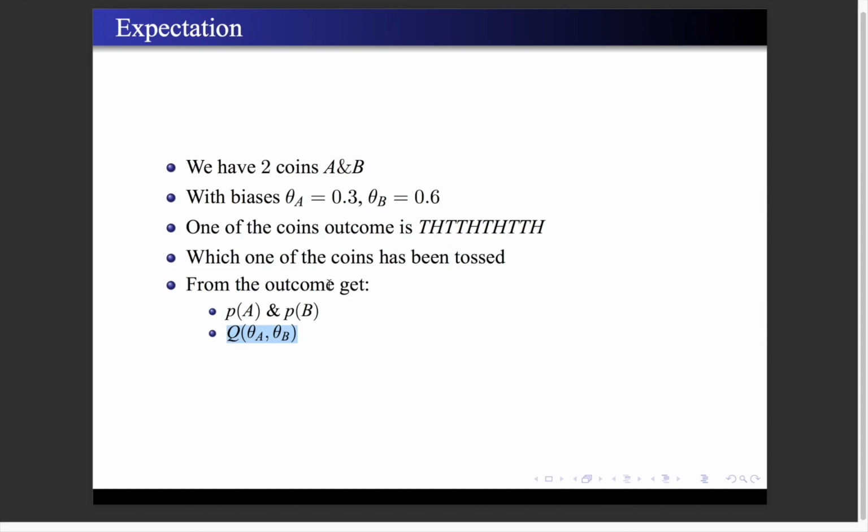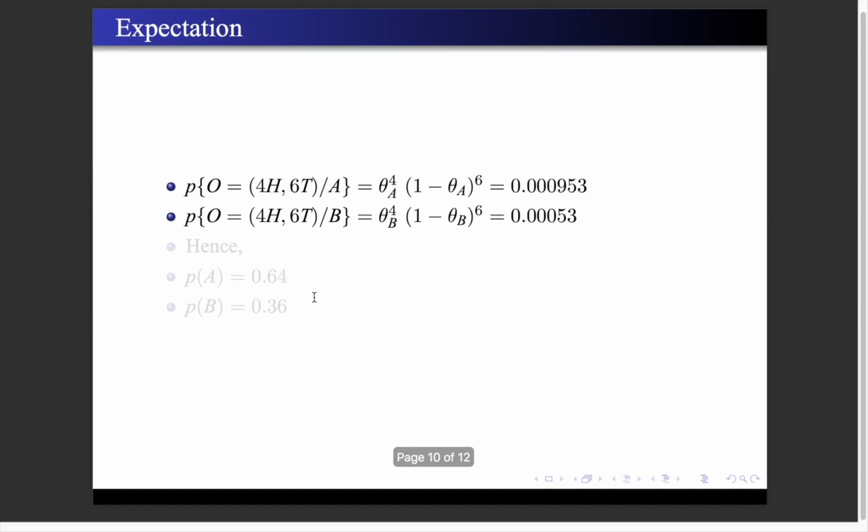So, how do we get the probability mass function? The probability of A and probability of B. First, we do that by calculating the probability of the outcome given which coin is being used, whether it is A or B. And this is very easy to write. We just calculate our joint probability. In this case, this is the probability of heads, 4 heads. The outcome is 4 heads and 6 tails. And this is the probability of 6 tails, and we come up with this number.